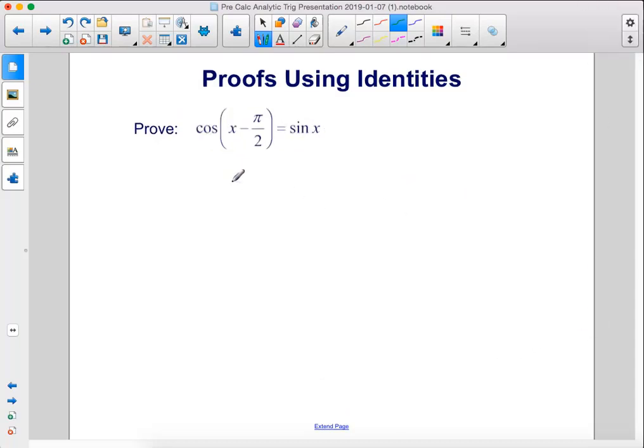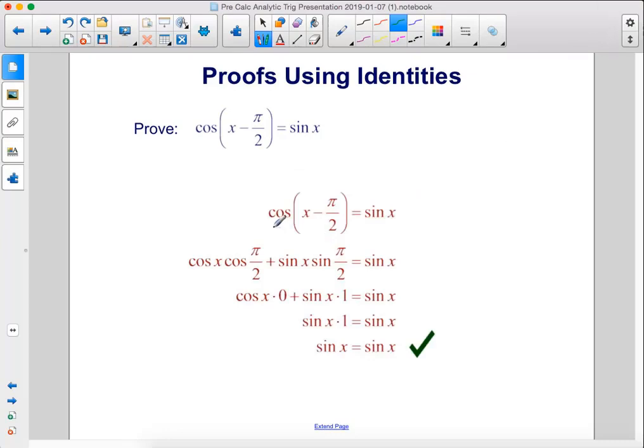Prove that cosine of x minus pi over 2 equals sine x. Alright, so we use the identity for cosine of A minus B, and that gives us cosine x times cosine of pi over 2 plus sine of x times sine of pi over 2. The cosine of pi over 2 is 0, and the sine of pi over 2 is 1. So that knocks this term out, and we are left with sine x equals sine x.